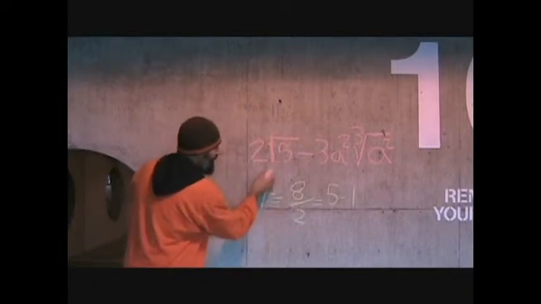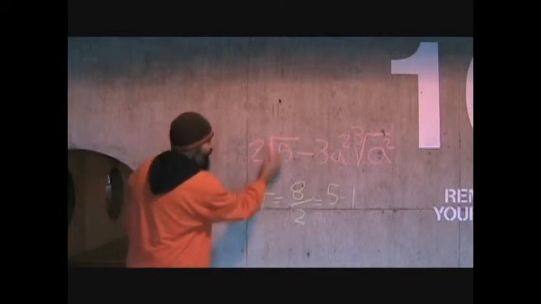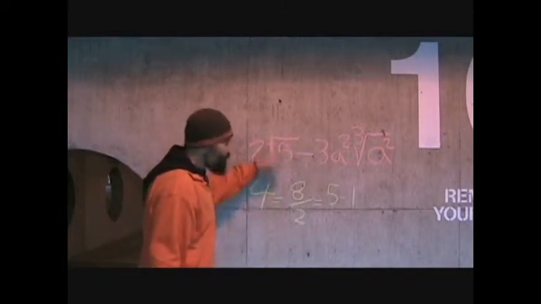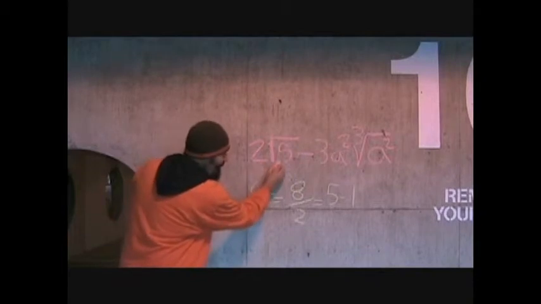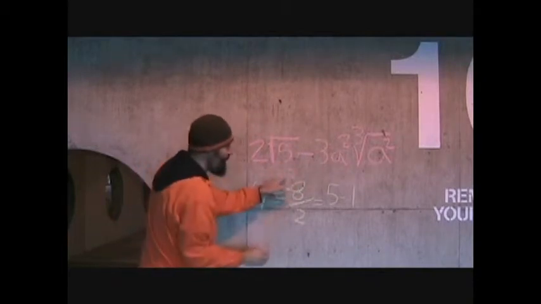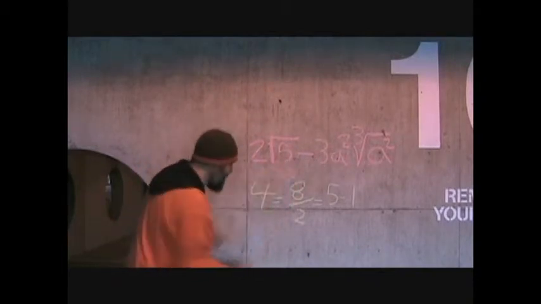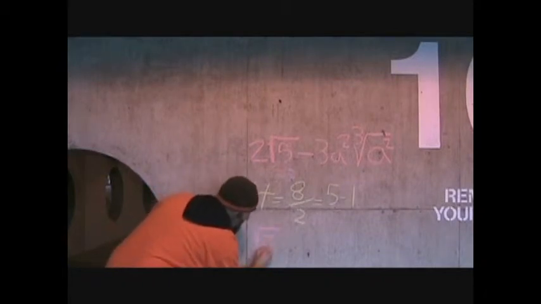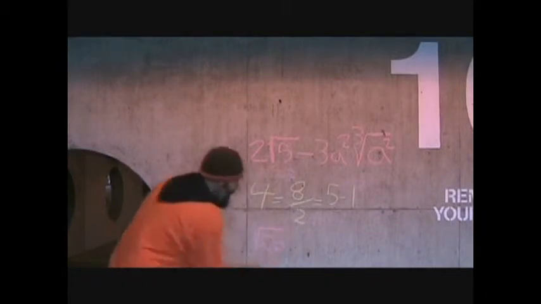So when you go over here, this 2 square root 5 can be, when 2 goes in here, 2 times 2, which becomes 4. 4 times 5 is 20. So you can have this as the square root of 20.